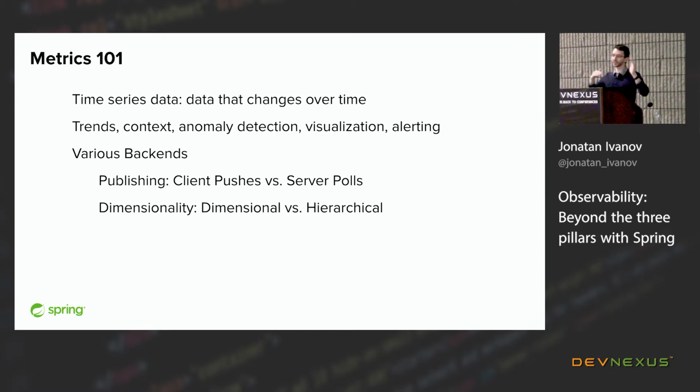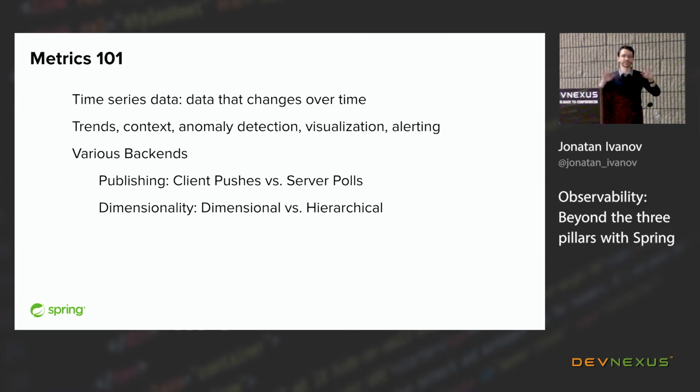If you want to plot this, then this basically means that you have a value on the y-axis and you have time on the x. It can be used, as I said, to identify trends, context. You can detect anomalies. It is extremely good for visualization and for alerting as well.